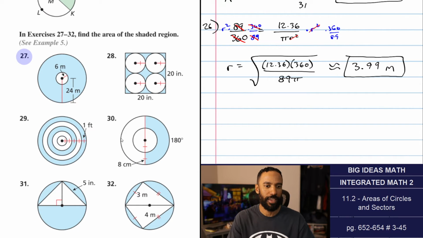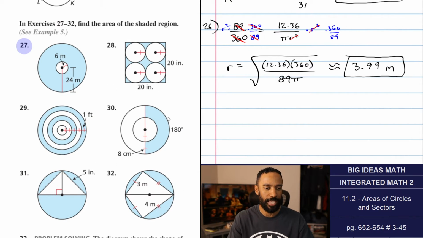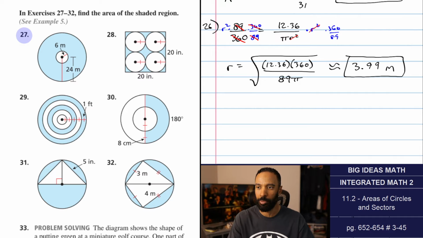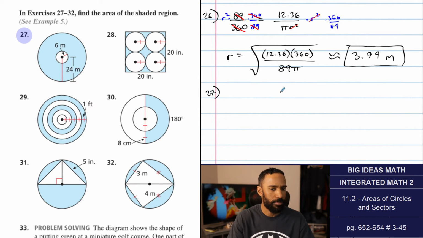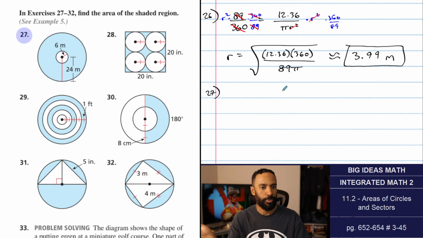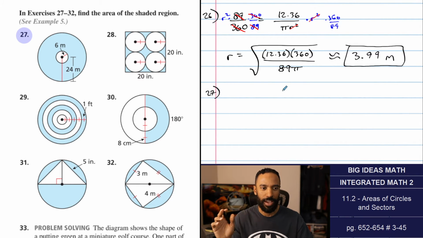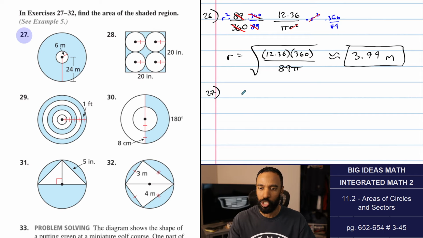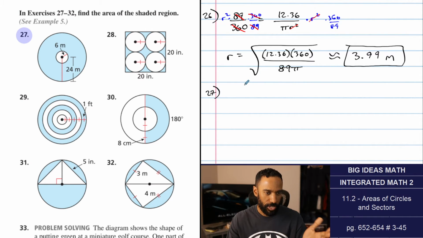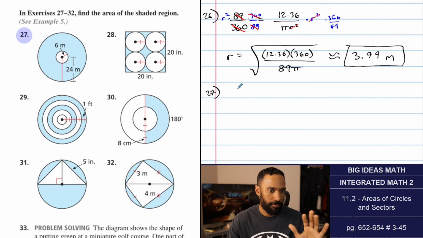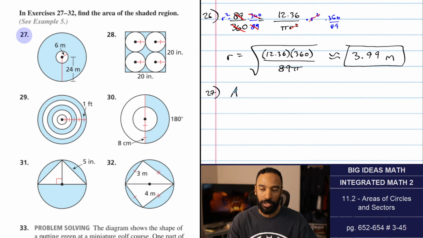27 to 32, we're going to find the area of the shaded regions that we have. The blue is considered the shaded for all these. This is probability stuff without the probability, so we don't have to divide by whatever the whole is. When it comes to shaded regions, these are concentric circles from that center. We have to take the area of one minus the other.